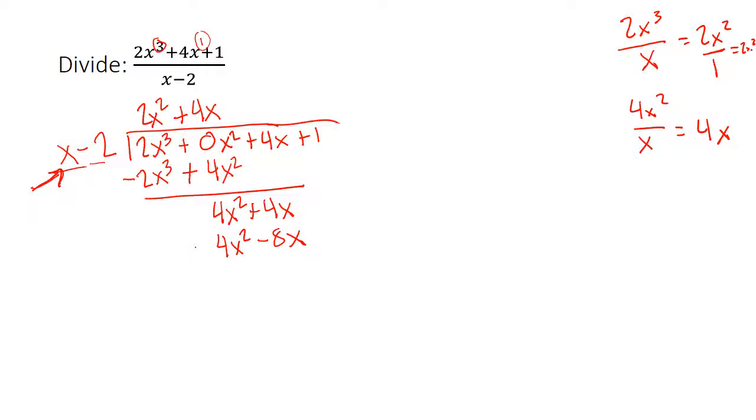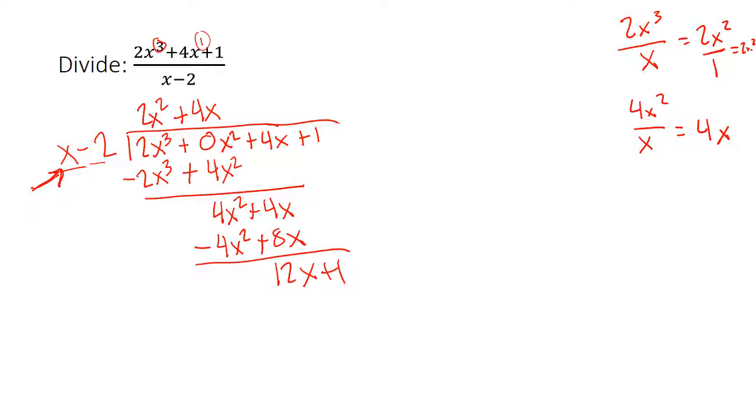Now don't forget, we need to switch the signs. So that becomes a minus, that becomes a plus, and we add straight down. So our 4x squareds will cancel out. 4x plus 8x is going to give us 12x. And then we bring down our plus 1.